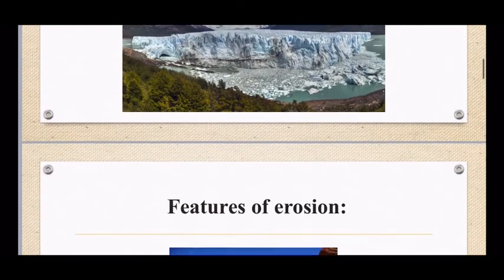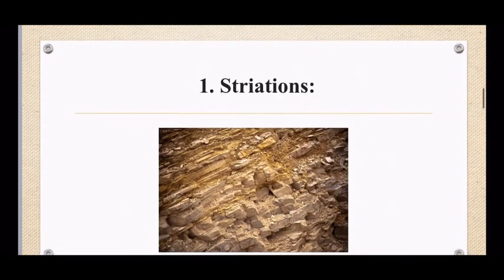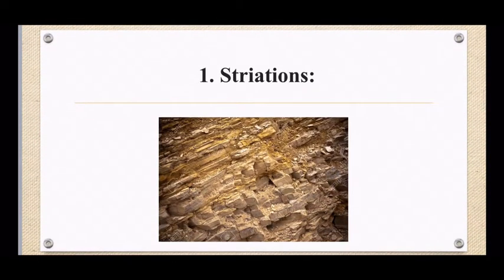But we're going to move on and look at the features of erosion. The first one we're going to look at is striations. Striations are scratches in a rock that are caused as the rock at the bottom of the glacier moves over land. So this is at the bottom of the glacier.